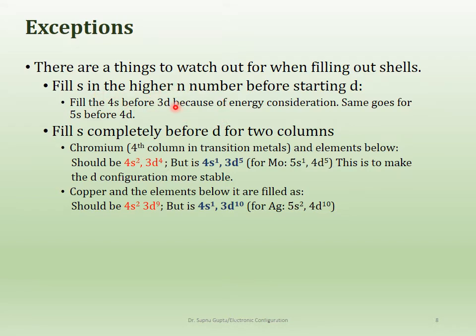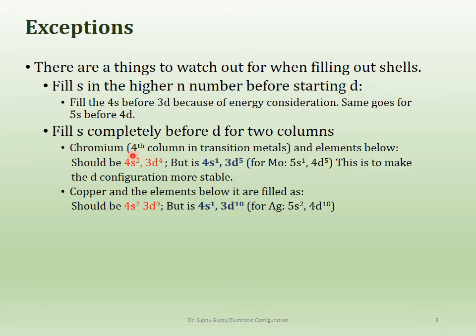And that is an exception, because technically speaking, if you're in the third shell, you should fill the third shell completely before going on to 4. That is what anybody would think, but that doesn't really quite happen. So that is one exception which we have already learned when we were filling out the configurations. The second one is specifically for the transition metals. Transition metals can have up to 10 electrons in the d subshell.